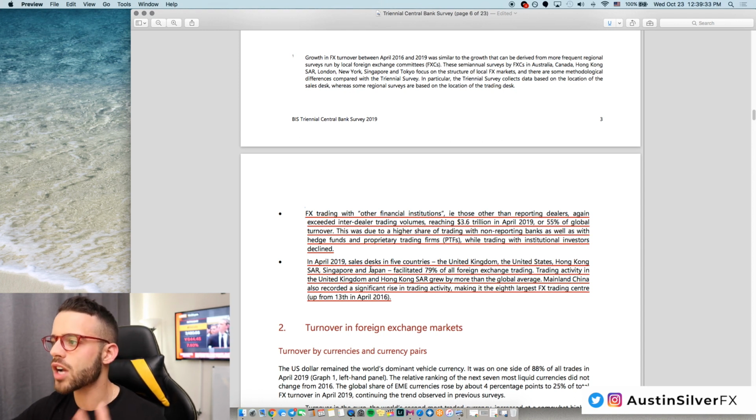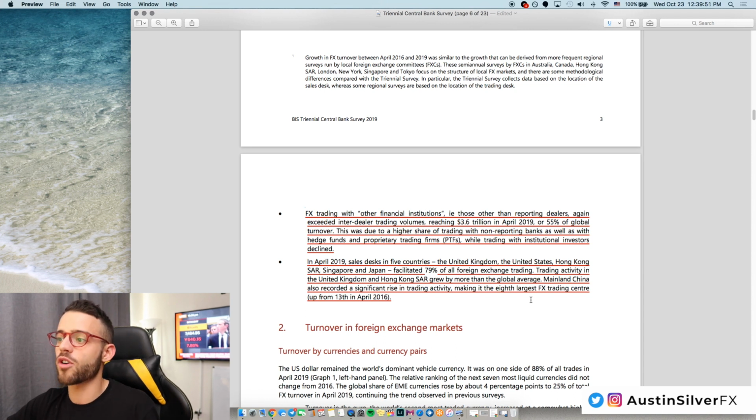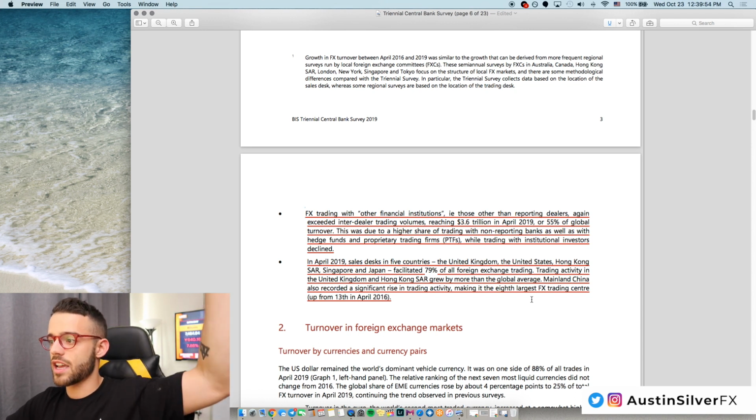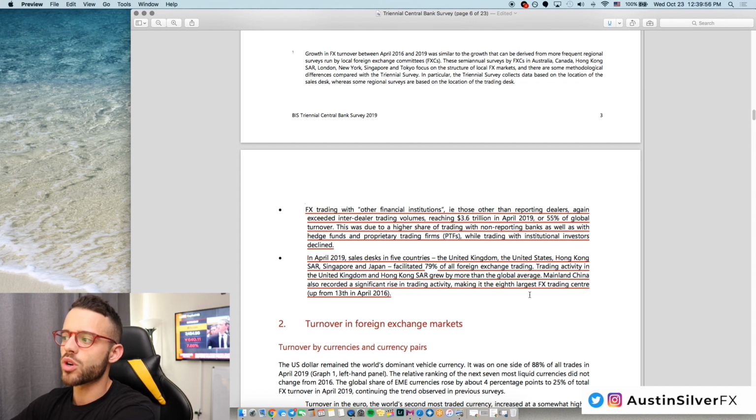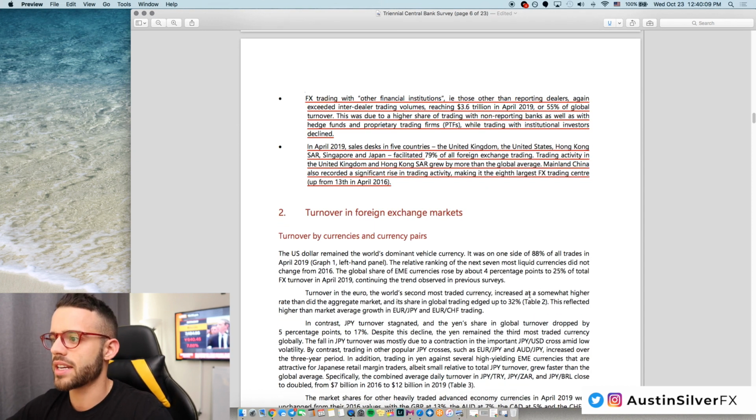Another important piece of this, and we're going to break this down in a couple minutes, just note sales desks in 5 countries, the UK, the United States, Hong Kong, Singapore, and Japan, facilitated 79% of all the foreign exchange trading. Trading activity in the United Kingdom and Hong Kong grew by more than the global average, and mainland China was one of the biggest growers, jumping from 13th in the list to 8th. So we're going to break down those numbers in detail, but I just want you to notice China making a big move as far as its retail traders getting involved. You could blame that on brokers being more accessible, the internet getting more accessible to them, right? Some of those factors definitely playing into the rise in Chinese traders.